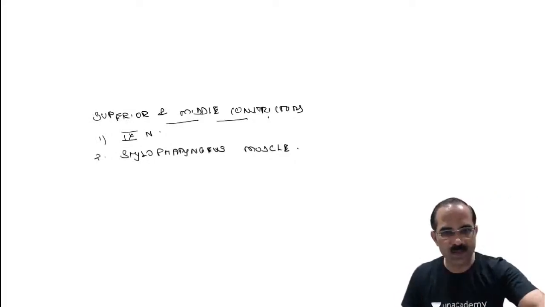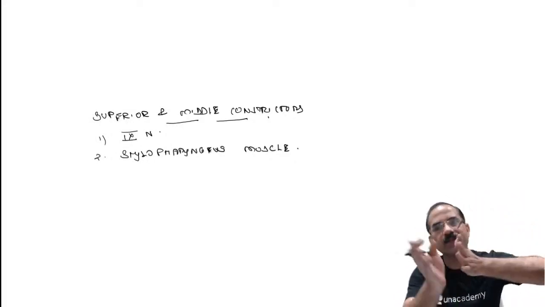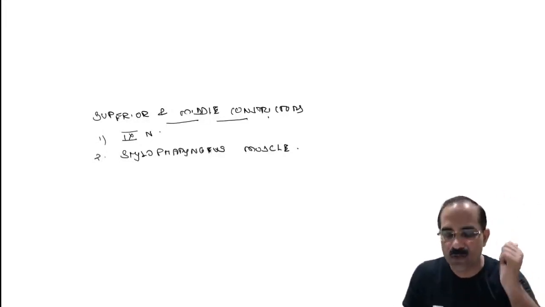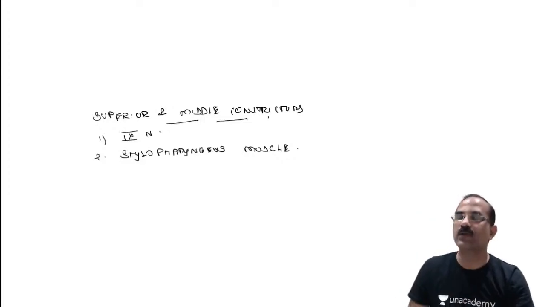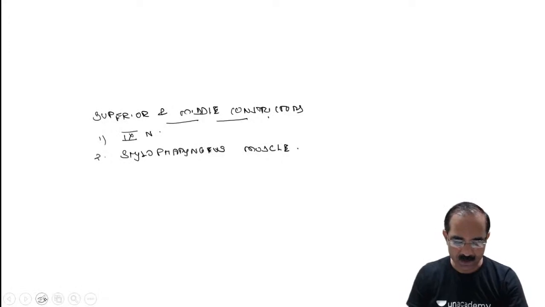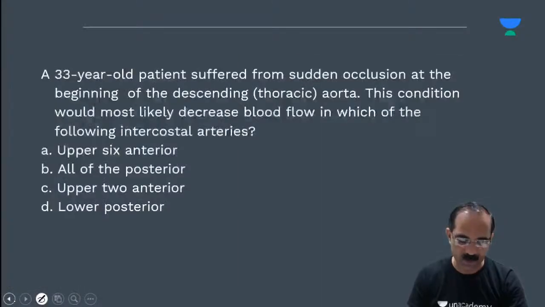So is this MCQ clear? Structure which goes between the superior and the middle constrictor muscles of the pharynx is one, the glossopharyngeal nerve, and second, the stylopharyngeus muscle. Stylopharyngeus. Perfect. Okay. Coming back to this slide. Coming back to our slide.